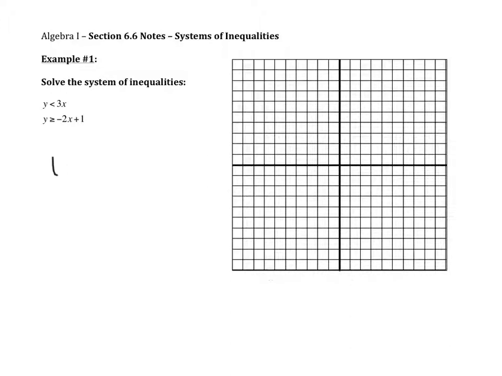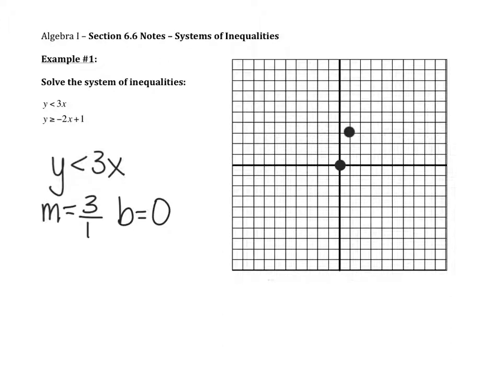So with y is less than 3x, I'm first going to identify that the slope is 3 over 1 and the y-intercept is 0. Since it's less than, I'm going to graph the line and shade below it. And since it's not equal to, I'm going to do a dashed line. So again, I'm going to start at 0. Then I'm going to go up 3 and over 1.